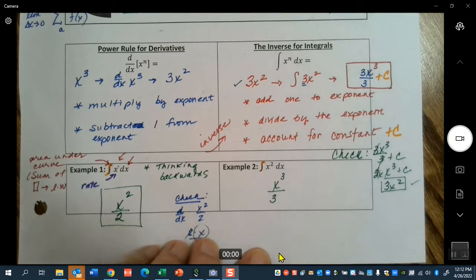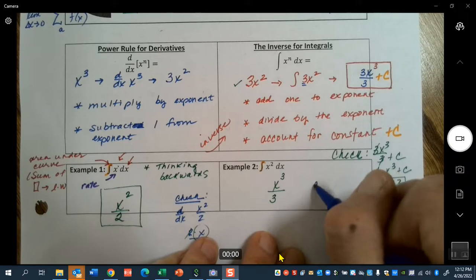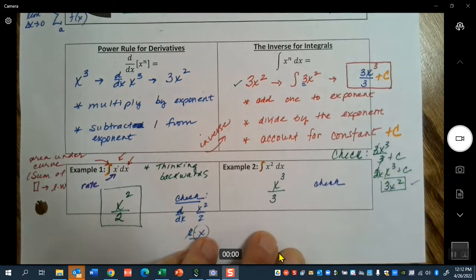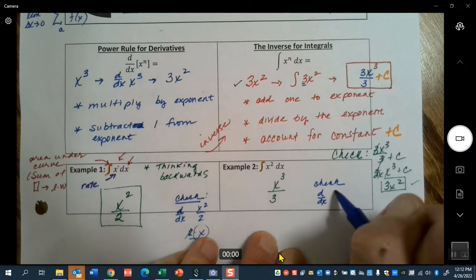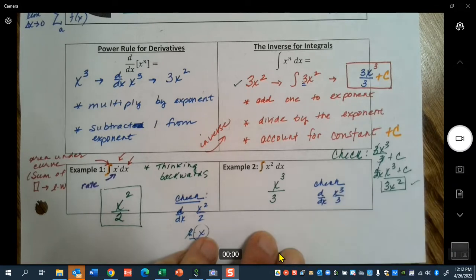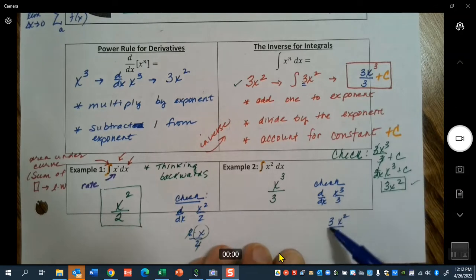If I want to check it, all I need to do is find the derivative of what I say is my original function, and my 3 comes down, x squared to the 1 less power, and then of course I can cancel, and I end up with that as my derivative. All right, let's hop over to the back.